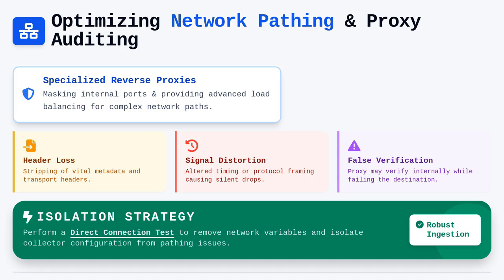Even if the proxy verifies internally, it might alter the timing or the protocol framing, causing the collector to drop payloads silently. Testing with a direct connection is always the best way to isolate if the issue lies within the collector configuration or the network path leading to it. By systematically removing variables, you can ensure that your ingestion pipeline remains robust and highly available across all your cloud computing nodes.